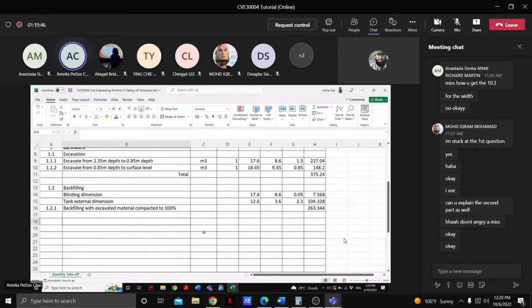So what else? Okay, you need to cut off excess excavated material. So this one equals whatever you have excavated minus off your backfilling. That's the one you need to throw away. Okay, so everything is in meter cube.